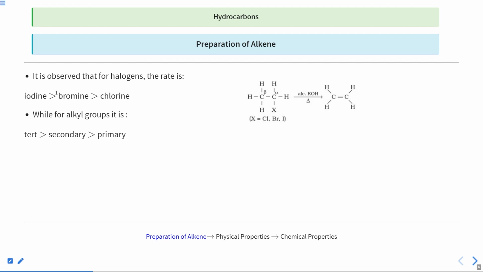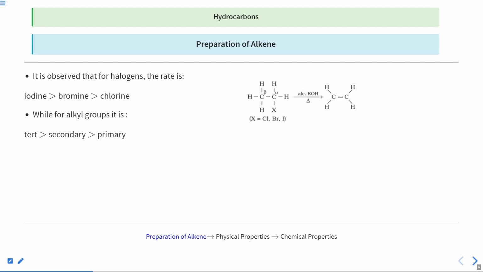Next, it is seen that alkyl halides containing iodine react faster, then comes bromine, and at last comes chlorine. What is the reason behind it? The reason is that the carbon-iodine bond is weaker as compared to the carbon-bromine bond, because iodine is larger in size, so the bond length has increased, and hence the bond enthalpy is weak. So it is a weaker bond.